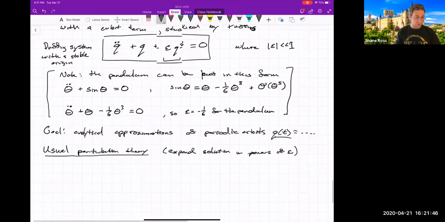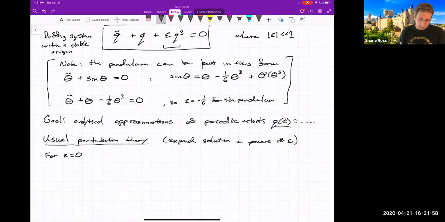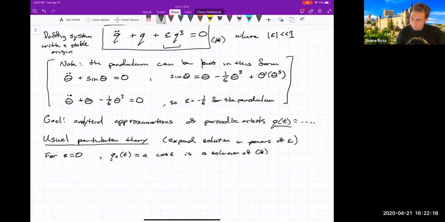Starting with epsilon to the 0th power. Let's start out this way. If epsilon does equal 0, then we know that a solution is this, and we'll write it as Q naught of t is A cosine t. This is a solution of, I guess I should give this a name. I'll call this equation star up here. It's a solution of star with initial conditions.